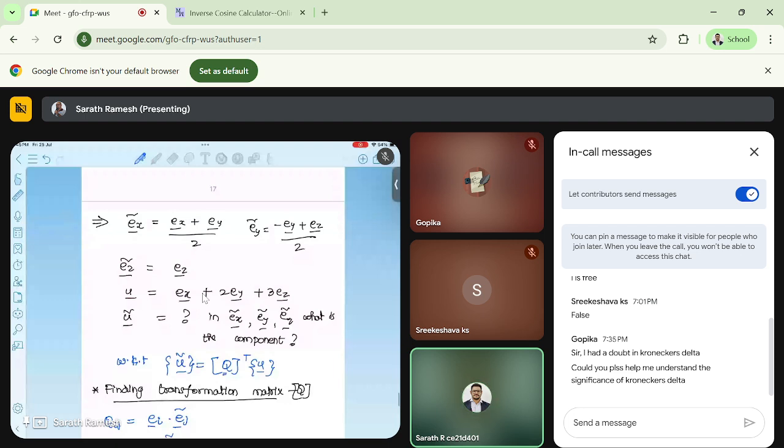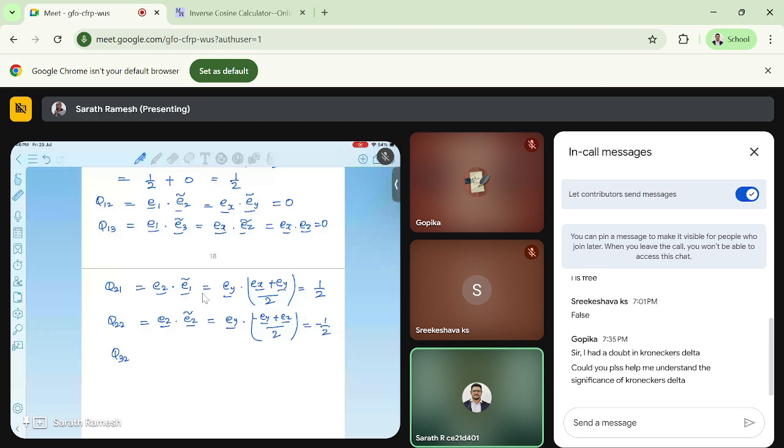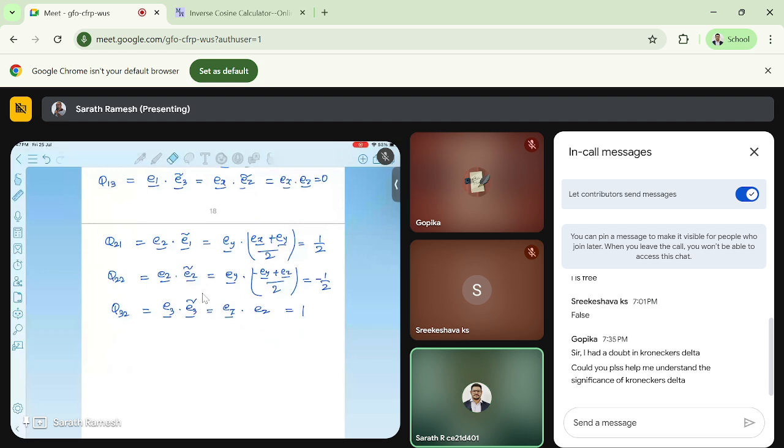Q32 is E3 dotted with E3 tilde. E3 is Ez. What is E3 tilde? E3 tilde is Ez, right? Is 1, right? No. There is a mistake, right? Why didn't we take Q23? Yeah, that's a mistake. Yeah, it should be 2, 3, correct. Thanks. It should be 2, 3, right?